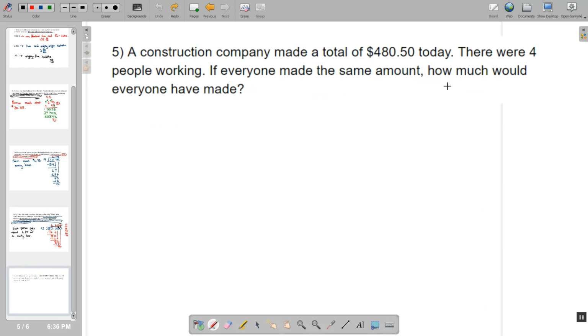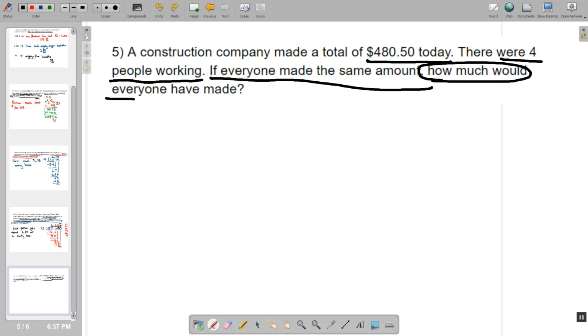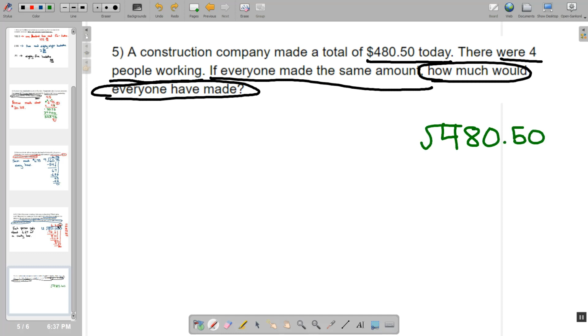Last problem. A construction company made a total of $480.50 today. There were 4 people working. So we've done this problem a lot. If everyone made the same amount, how much would everyone have made? So this is the problem that has a lot of division in it. So we need to divide $480.50. This time we're dividing by 4.